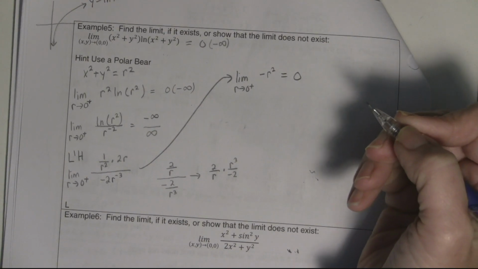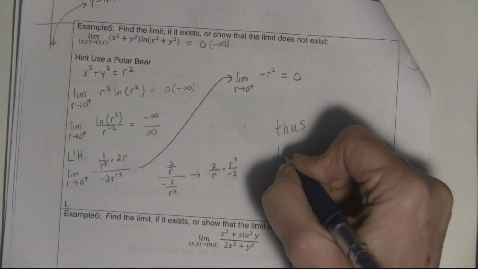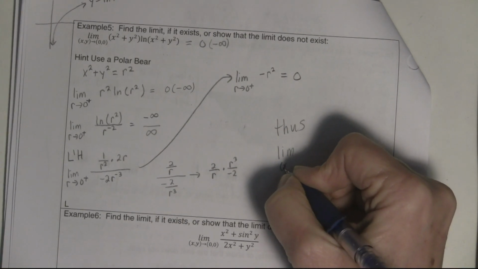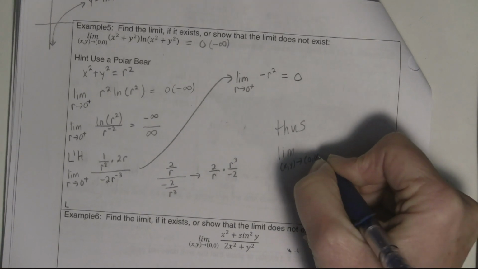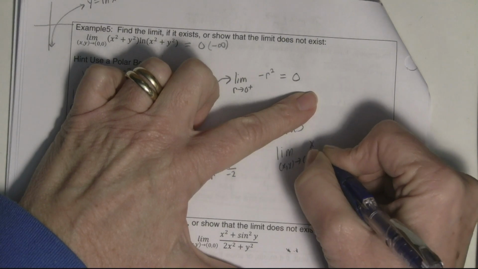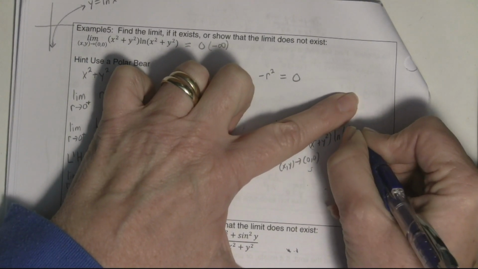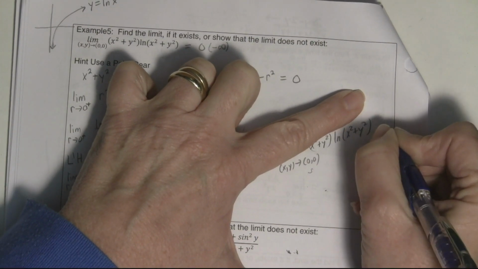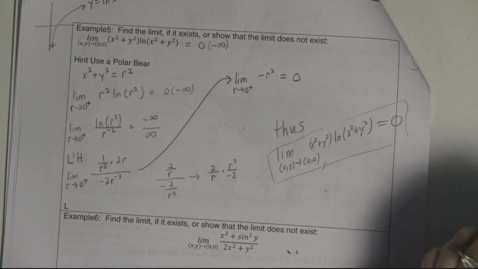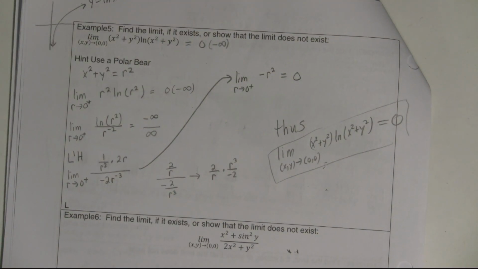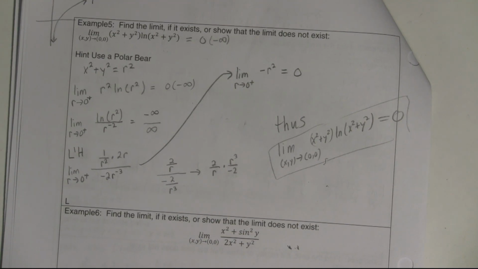And so, thus, the limit as x, y goes to 0, 0 of this thing is going to 0. And there's my reasoning for that. A lovely job on that. Freezing to death we were, but we did it anyway.